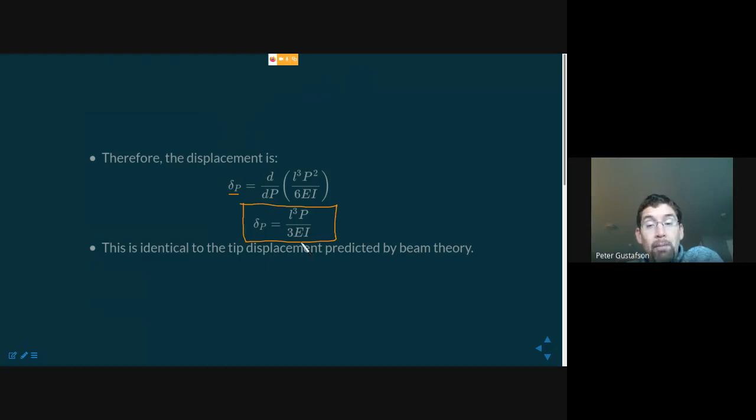Note this is the only place we've computed the displacement, because in Castigliano's theorem, we're only computing it at the point of application of the load. And we get PL cubed over 3EI.